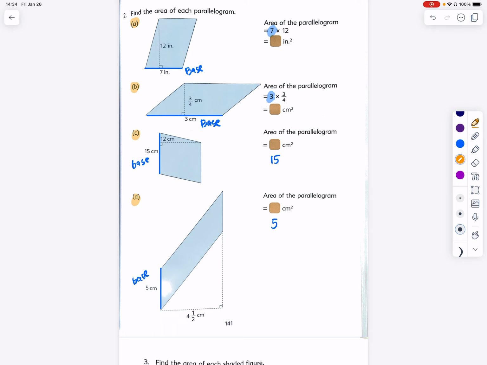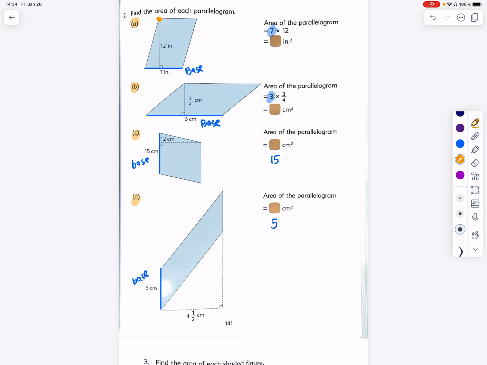Now step 2 is very important. Step 2 is finding the height. There are two parts to finding the height. Part 1, find the vertex opposite of the base. It doesn't matter which vertex you pick. Obviously, there are 4 vertices in a parallelogram. It's a quadrilateral.